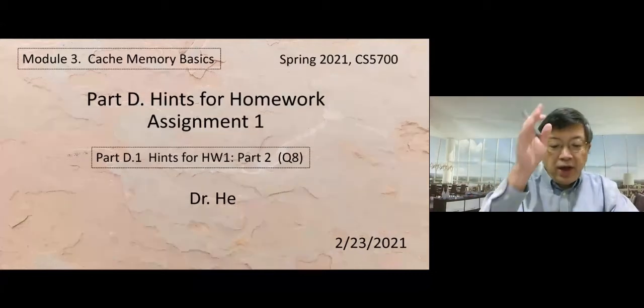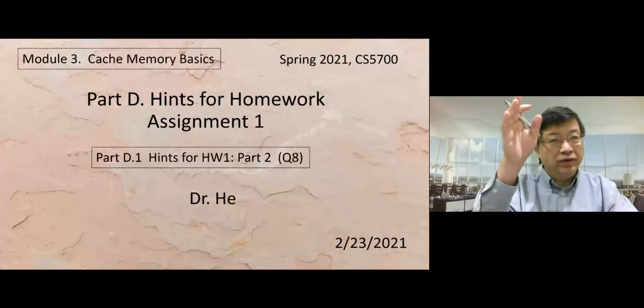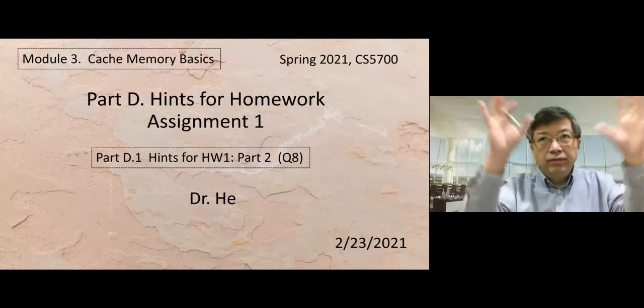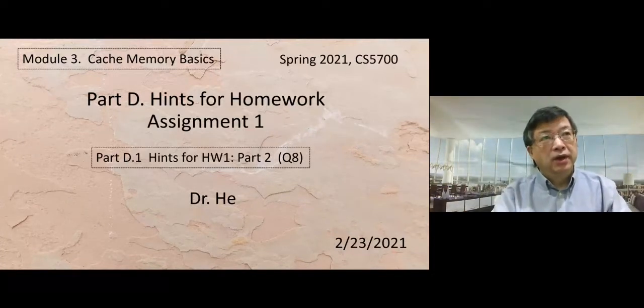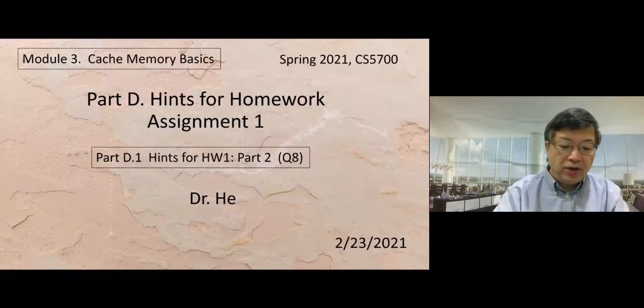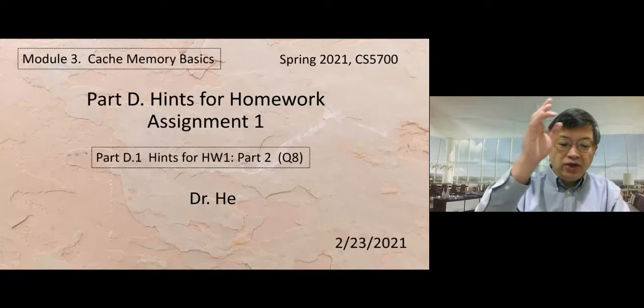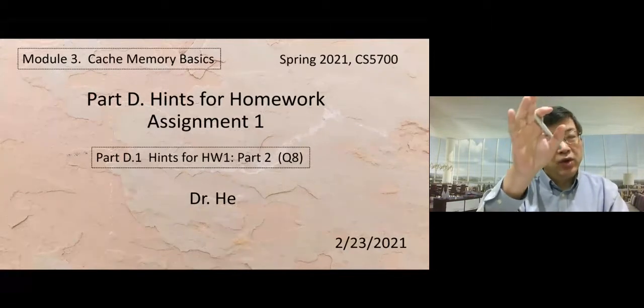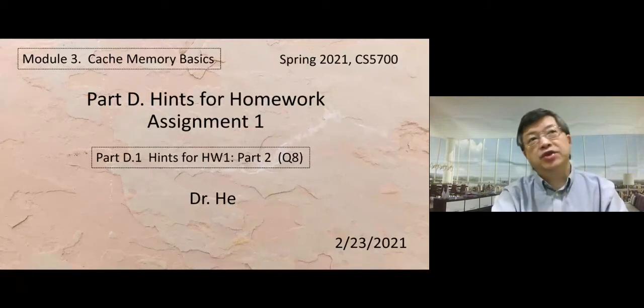Part D, hints for homework assignment number 1. In this part, I will give you many hints related to our homework questions. Part D.1, hints for homework 1, part 2. This one, I only talk about one question, question 8.